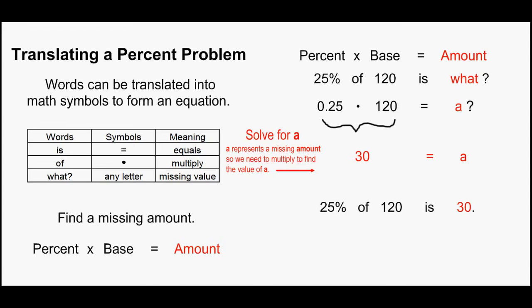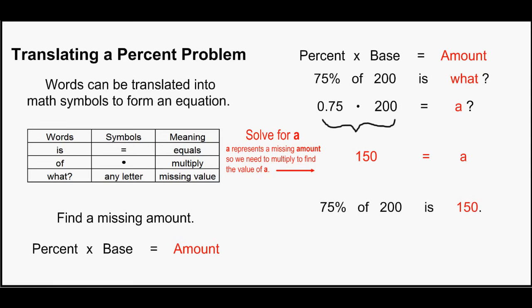For example, 25% of 120 is what? Translation, 25 hundredths times 120 equals A. A will be the variable that represents the missing amount. Since we're multiplying the two factors together, 25 hundredths times 120 equals 30. A equals 30. 25% of 120 is 30.